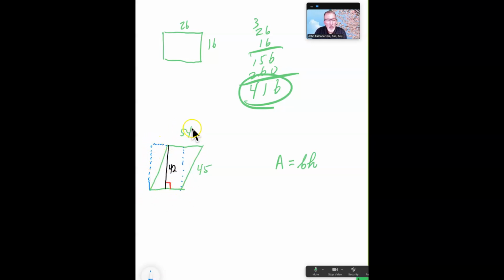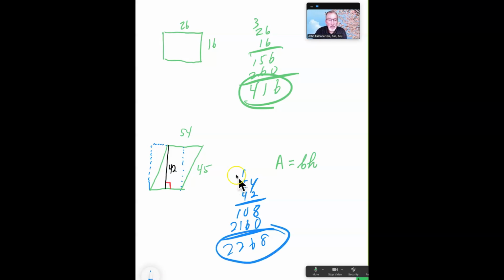So we're going to multiply 54 times 42. Let me grab my calculator. Well, I guess I can do just 54 times 42. 2 times 4 is 8, and then 10, and then 4 times 4 is 16, 21, 8, 6, 2, 2. So I get 2268 square units as the area of that.